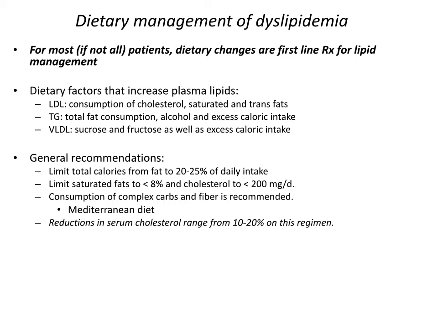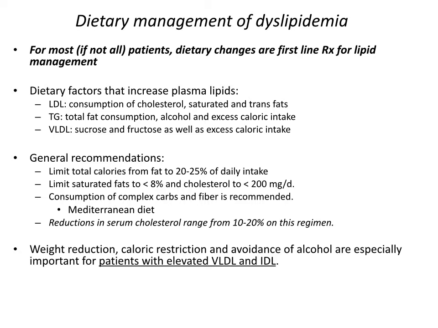People who do not have a genetic predisposition to hypercholesterolemia, if they follow these sorts of guidelines, they can reduce cholesterol 10 to 20%. That's significant. That's significant. So these are always good recommendations for patients. Weight reduction, caloric restriction, and avoidance of alcohol. If you have elevated VLDL or IDL, these are especially important. I didn't say LDL, all right? Alcohol, calories, lose weight.